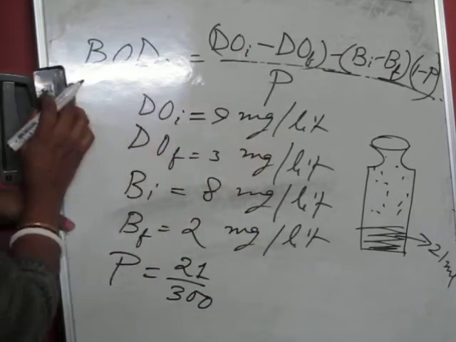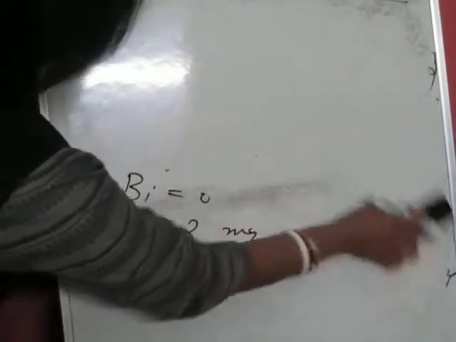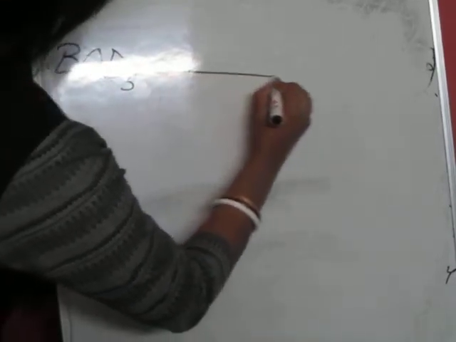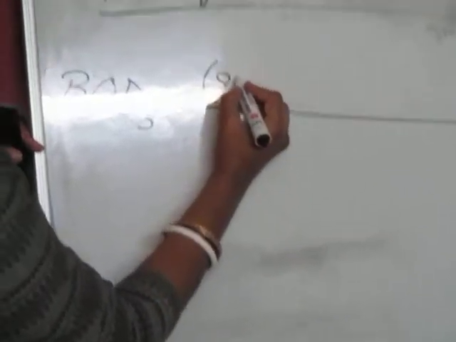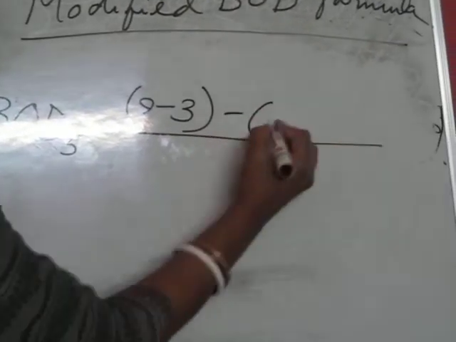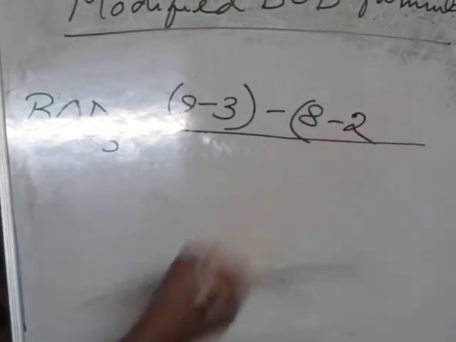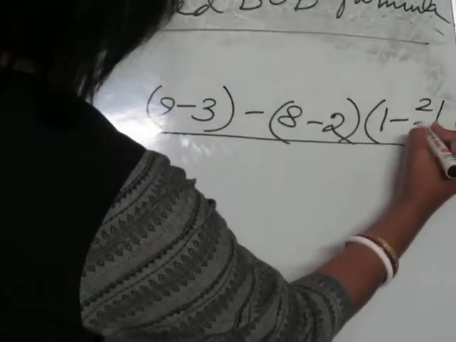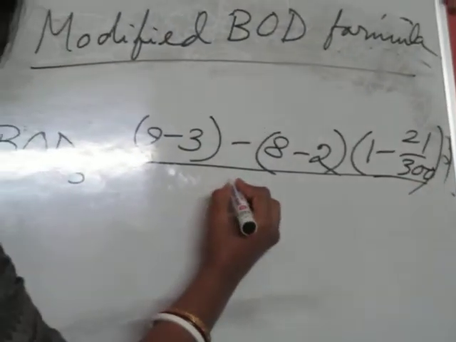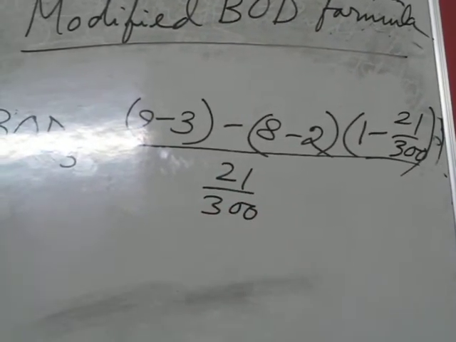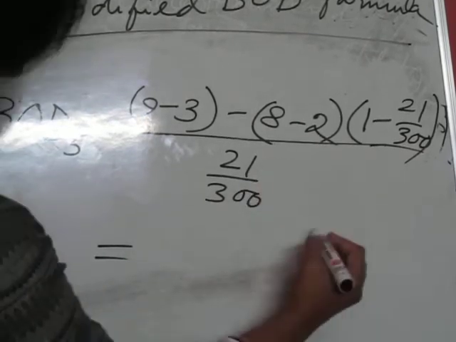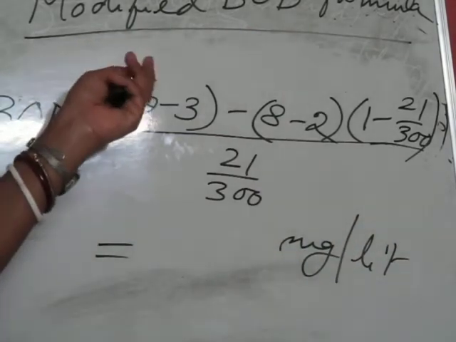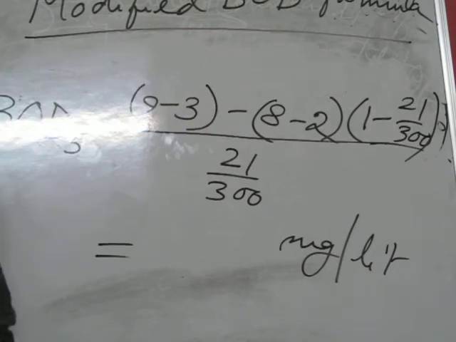So I am writing the values here. DOI I have given 9, DOF 3, BI is 8, BF is 2, 1 minus the dilution factor, that is 21 divided by 300. And here only P, that is 21 divided by 300. Just calculate and you will get the result, and the unit will be milligram per liter. So in this way you can calculate the BOD value for a wastewater sample.